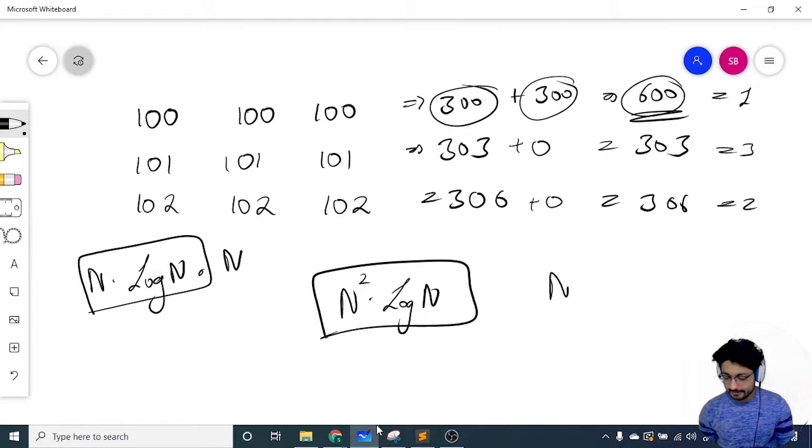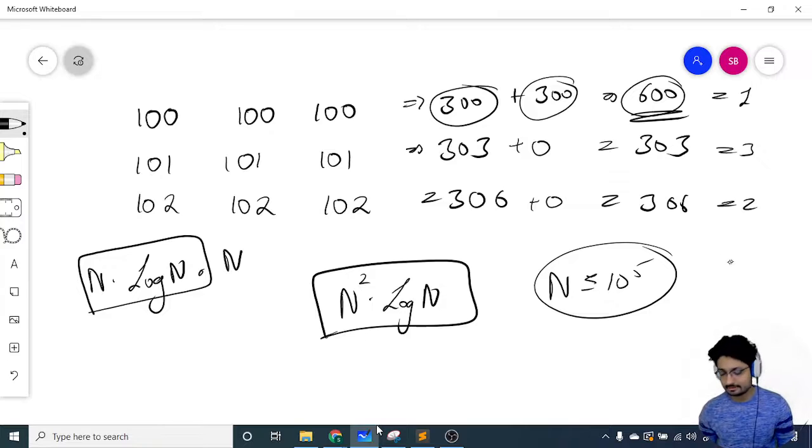For n less than or equal to 20 by 5, that will take a very large amount of time, so it will give you TLE. So that is not a valid option.